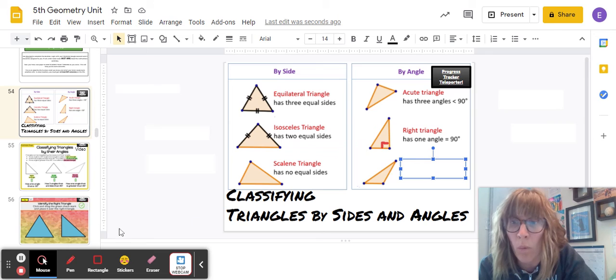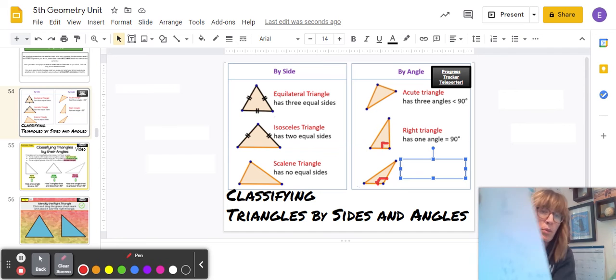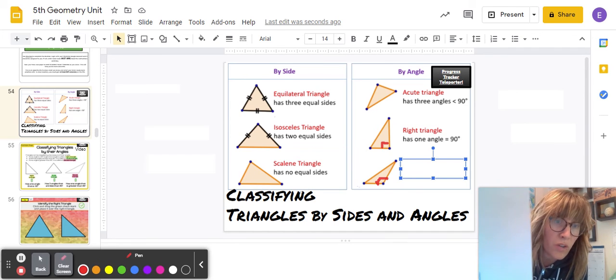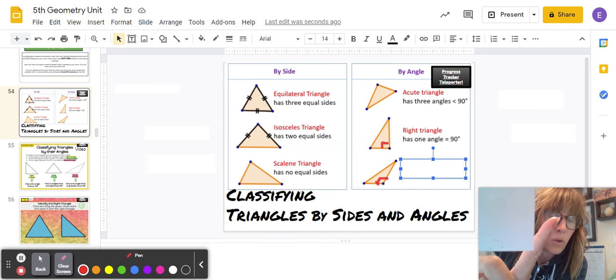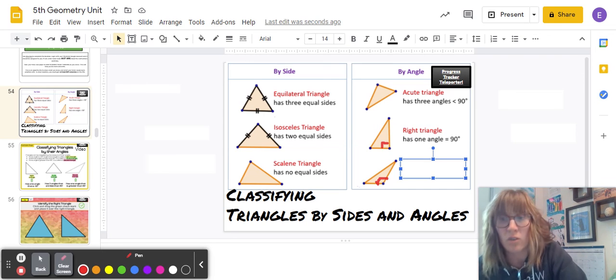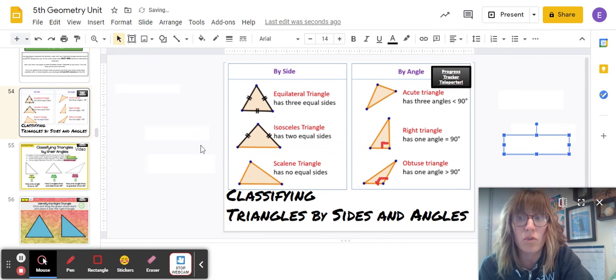When you have a triangle where one of the angles is obtuse, meaning one of the angles is bigger than 90 degrees, if you were to put up your piece of paper onto your triangle and it falls outside of the length of the corner, you know that it's obtuse, greater than 90. So we can call this an obtuse triangle.